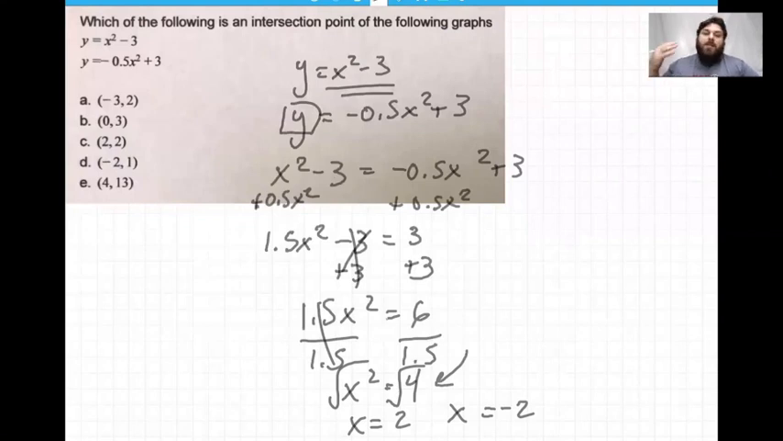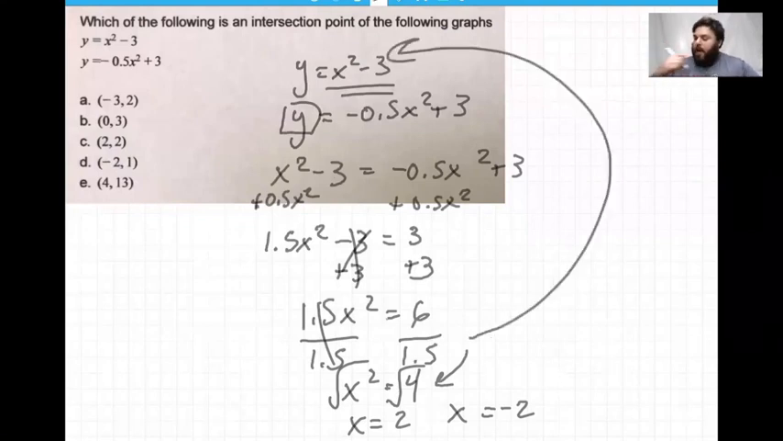Okay, then I'd have to plug that back up into here, and I would say, okay, let's say 2. 2 squared is 4. 4 minus 3 is 1. So the corresponding y value there is 1. So 2, 1, but I don't see 2, 1 in my answer choices, so I try the other one. Negative 2, I plug it in, negative 2 squared is 4, and 4 minus 3 is 1. So negative 2, 1 is also a solution. So there we go, I say it's D.